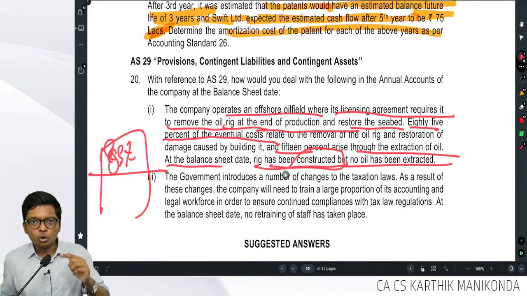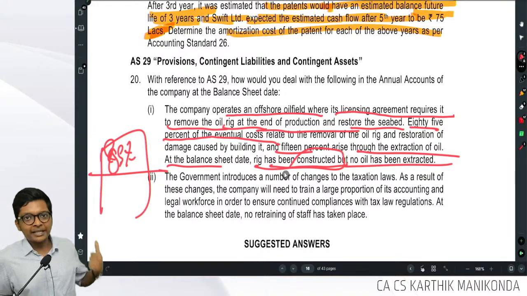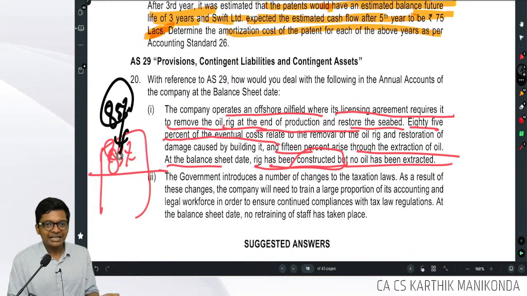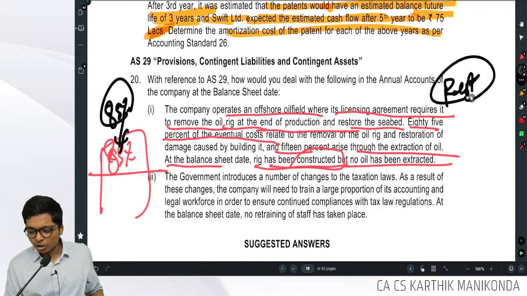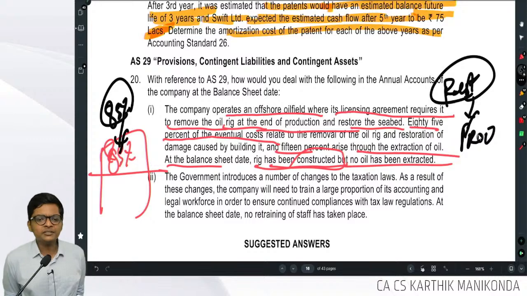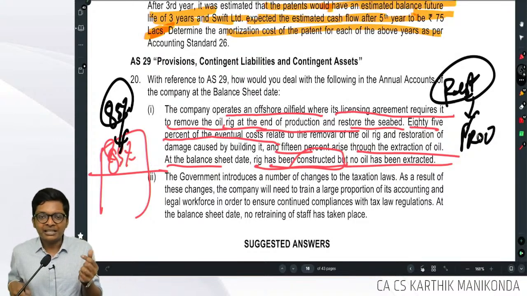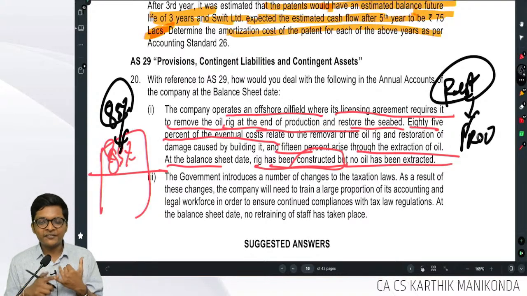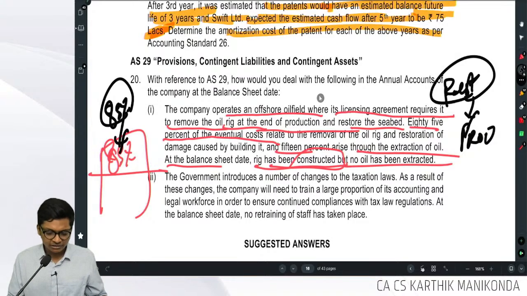Now, whether you extract oil or not, you have to remove the rig. Therefore, 85% of the cost which will be incurred to remove it is a restructuring cost for which I will create a provision. The balance 15% I will incur only if I extract oil. Since so far no extraction is done, I will not account for it. So the answer is 85% create a provision, 15% no need. Let's look at the next question and then directly go see the answers.